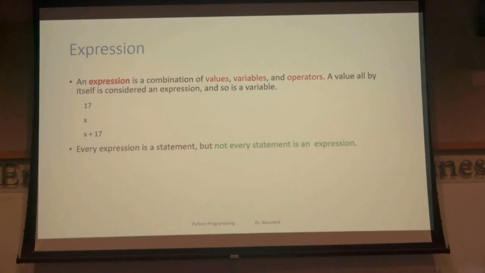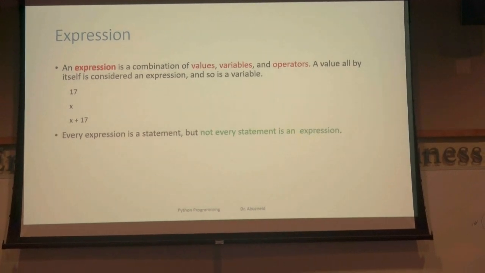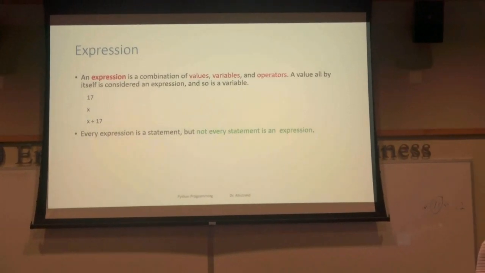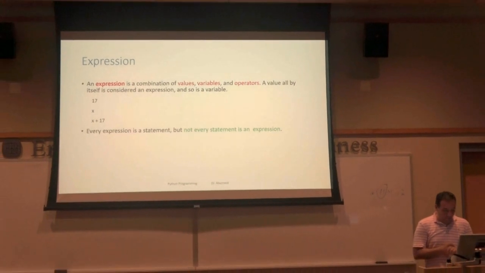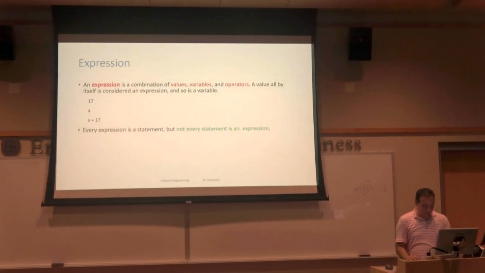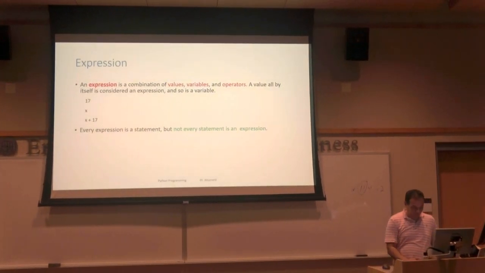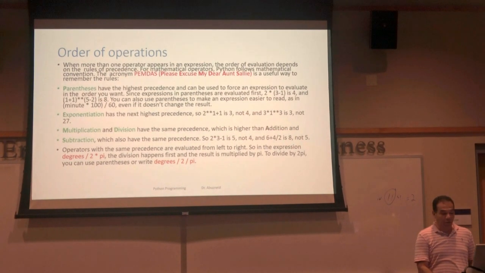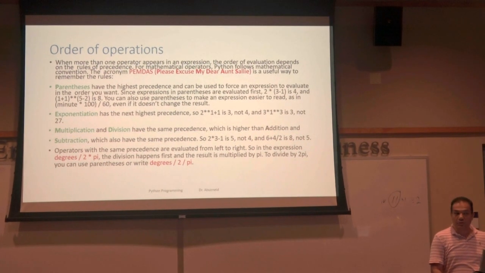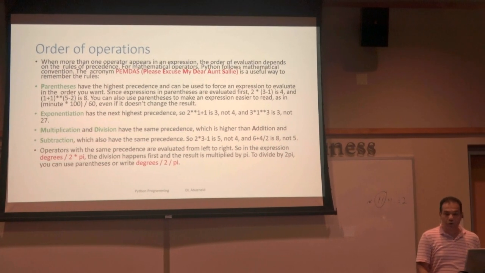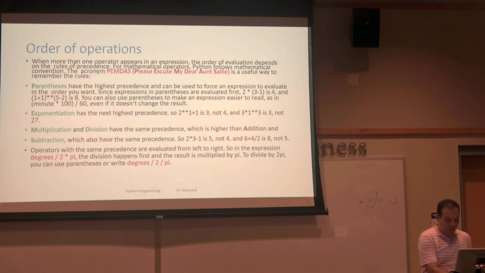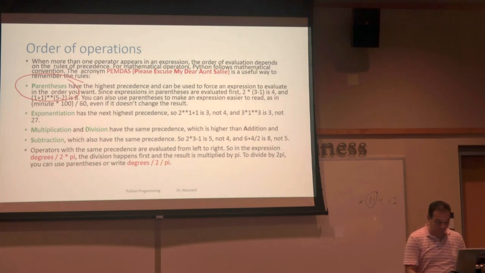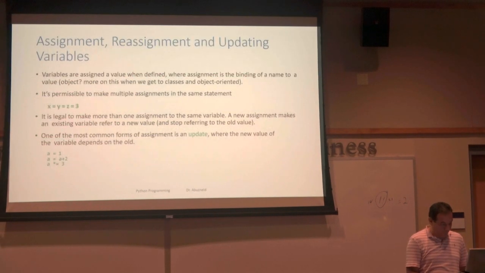All right, so an expression is a combination of values, variables, and operators. A value like 17, or x plus 17, is an expression, but it's not a full statement. I don't have to talk about the order of operations, you know that from high school, but in case you're interested: parentheses have higher priority than multiplication, division, and then addition, subtraction. I don't have to go over that.